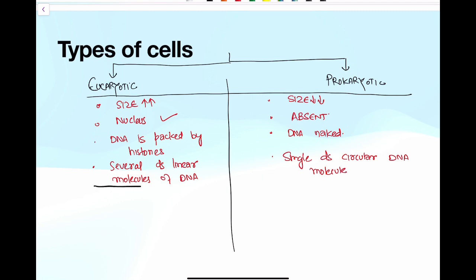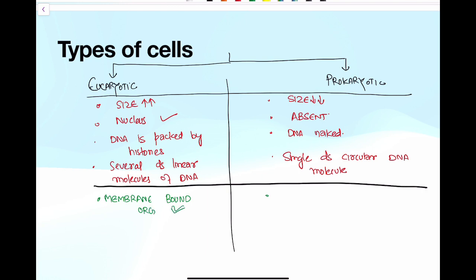These all points were related to the nucleus. We're going to go ahead. So here membrane bound organelles are found in eukaryotes, but again in prokaryotes they are absent. Cyclosis or cytoplasmic streaming is present in eukaryotes, but again it is absent in prokaryotes. If we look at the ribosomes, they are 80S in case of eukaryotes, but they are 70S in case of prokaryotes. We can talk about cyclosis, ribosomes, and membrane-bound organelles. These are some main important points.